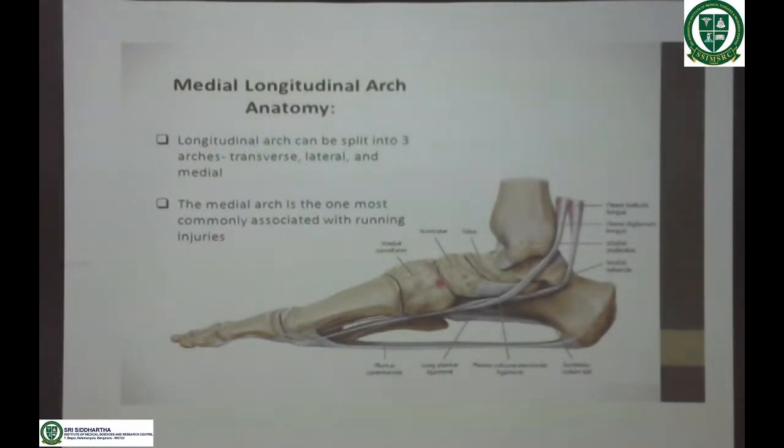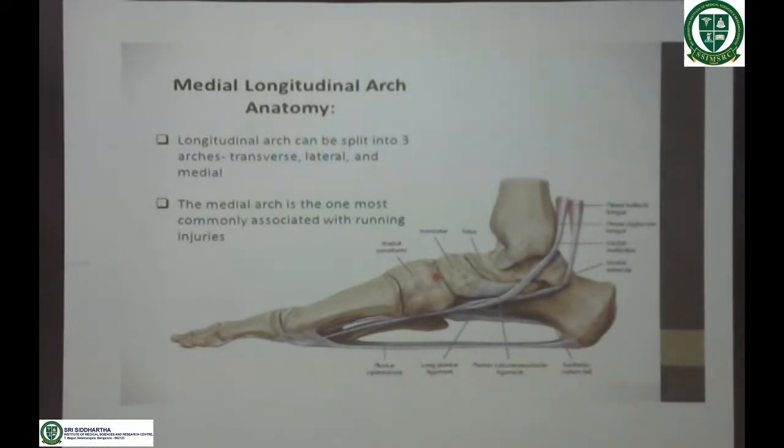Then there is an anterior pillar and a posterior pillar. The anterior pillar is formed by the talus, navicular, the cuneiform bones, and the first 3 metatarsals. The posterior pillar is formed by the medial half of the calcaneum. You're seeing this on the medial aspect. So that's the framework of this medial longitudinal arch.